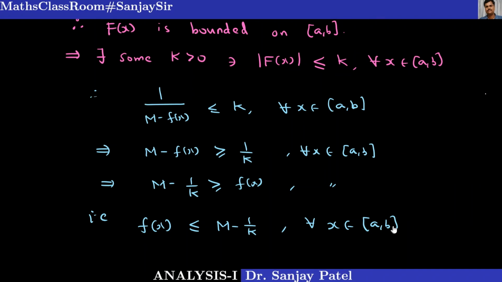So this says that the constant M minus 1 upon k is an upper bound of the function f(x).